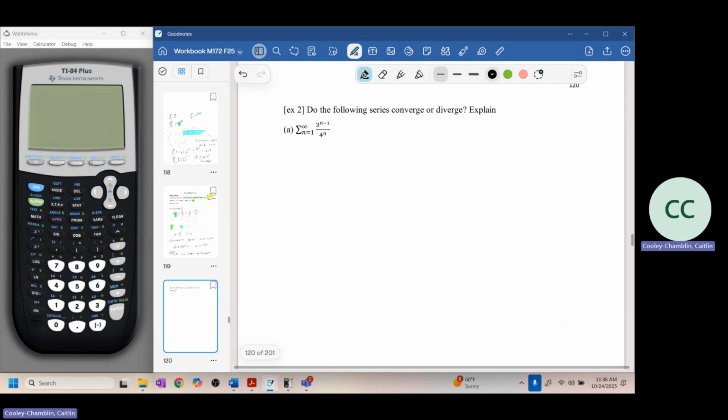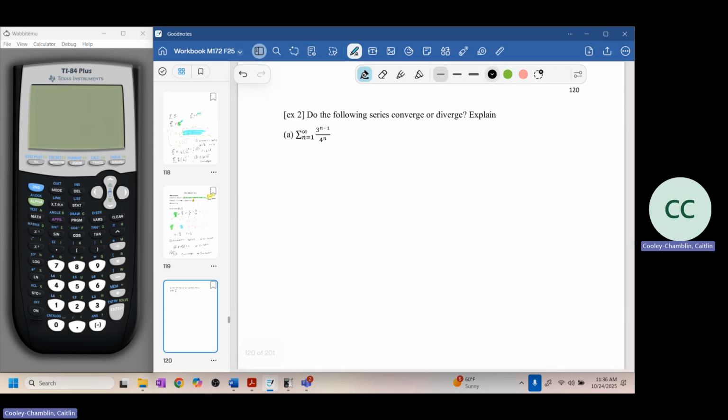So example 2 says, do you think the following series converges or diverges? Explain. All right. The first thing I notice is that there is a number raised to a variable power, so raised to something of the n. This screams geometric, even if it's not the right form yet. So this screams geometric, use the geometric test. So that's what we're going to use here.